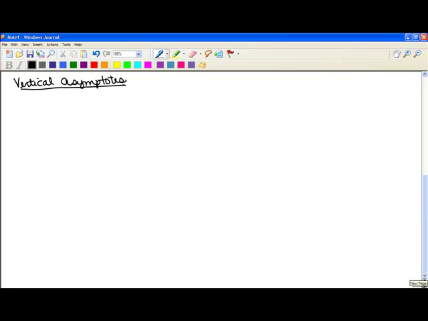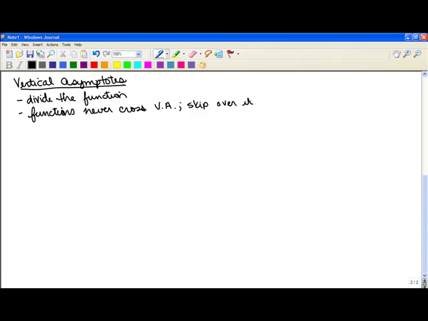Vertical asymptotes are imaginary lines that divide the function. Functions never cross vertical asymptotes. I'll abbreviate vertical asymptotes as VA. They never cross a vertical asymptote. Instead, they skip over it. Vertical asymptotes are x values.